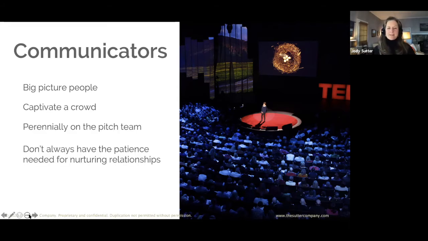But they also have a downside. They don't necessarily have the patience for nurturing relationships. They're not always that great with the details. So a lot of those communicators, especially the ones who have a higher profile, can sometimes get a little borderline arrogant. And I think that arrogance can sometimes prevent them from engaging one-on-one in a really empathetic and authentic way, in the same way, say, a hunter can.